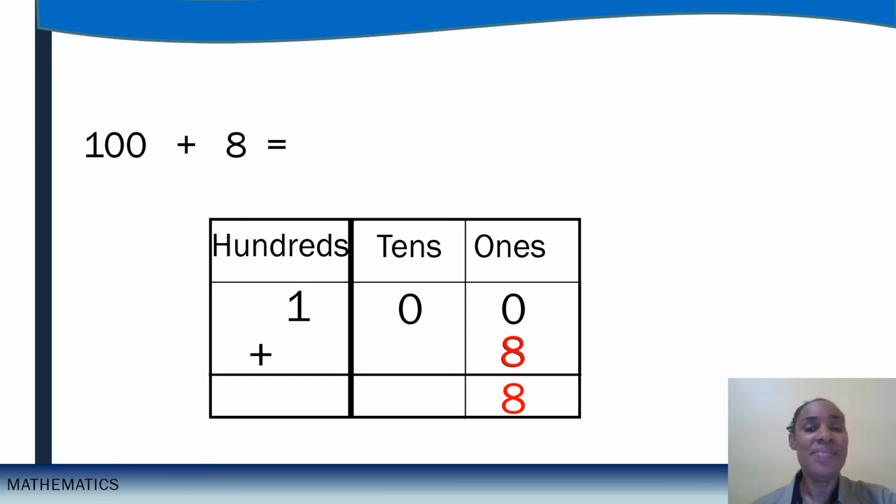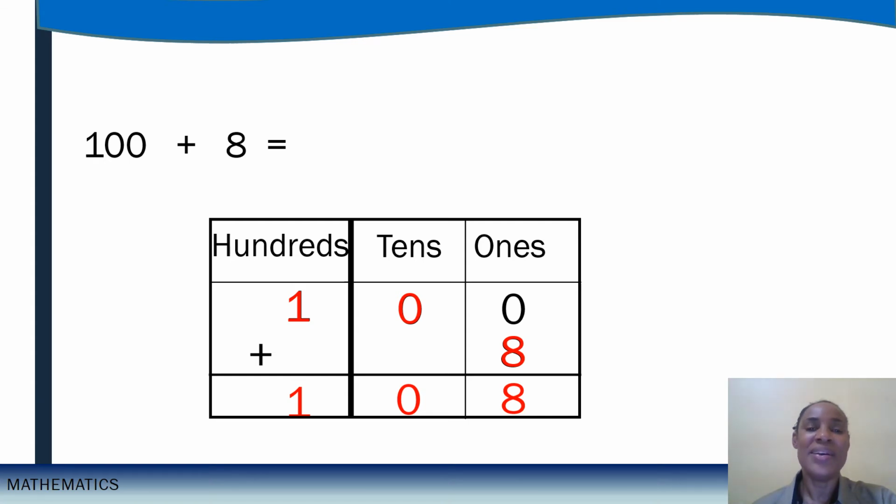Next, in the tens place, we have 0 tens. There is absolutely no 10 being added to it. Therefore, we write 0 in the answer. And in the hundreds place, we have 100. There are no hundreds being added to it, therefore we write 1 in the answer.